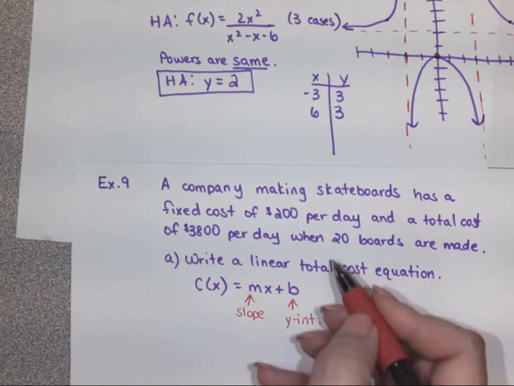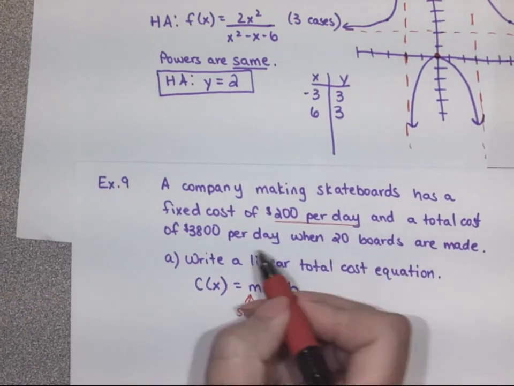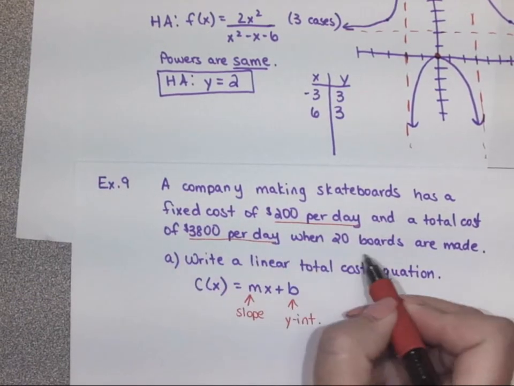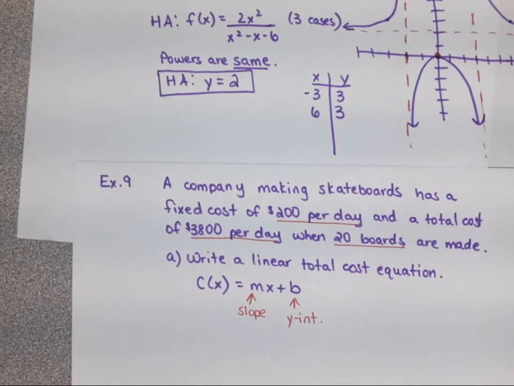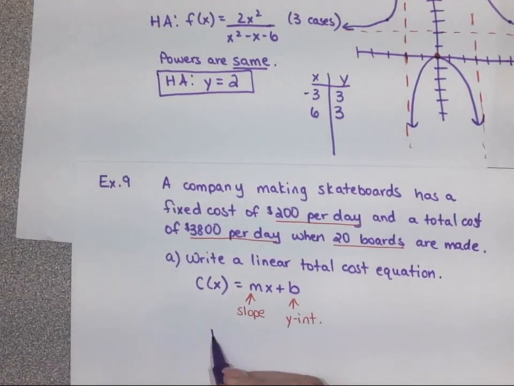So I'm going to go through and underline what we need to know. There are $200 per day. And then $3,800 per day when we make 20 boards. So those are kind of the significant pieces that we need to pull from that word problem. Okay. So let's start with the fixed cost, the $200 per day. So which of those letters would represent the thing that's getting added no matter what? B, right? So b is going to be 200.